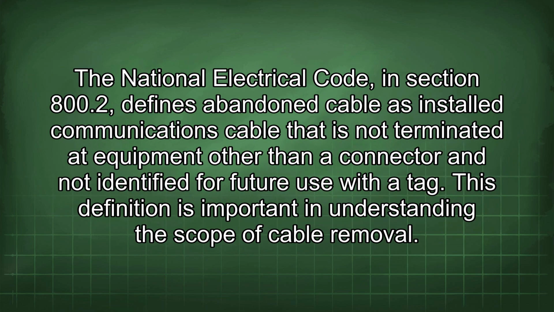The National Electrical Code, in Section 800.2, defines abandoned cable as installed communications cable that is not terminated at equipment other than a connector and not identified for future use with a tag. This definition is important in understanding the scope of cable removal.